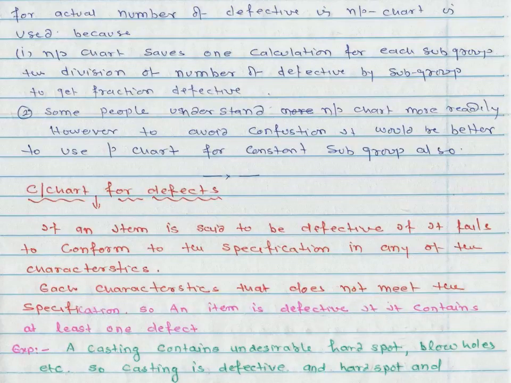We know the number of defectives, then one more step is needed for the P chart, that is we have to calculate the fraction defective. So some people understand the NP chart more readily. However, to avoid confusion, it would be better to use the P chart for constant subgroups also. That means the NP chart is simpler to understand, because there is no confusion about calculating the fraction defective.